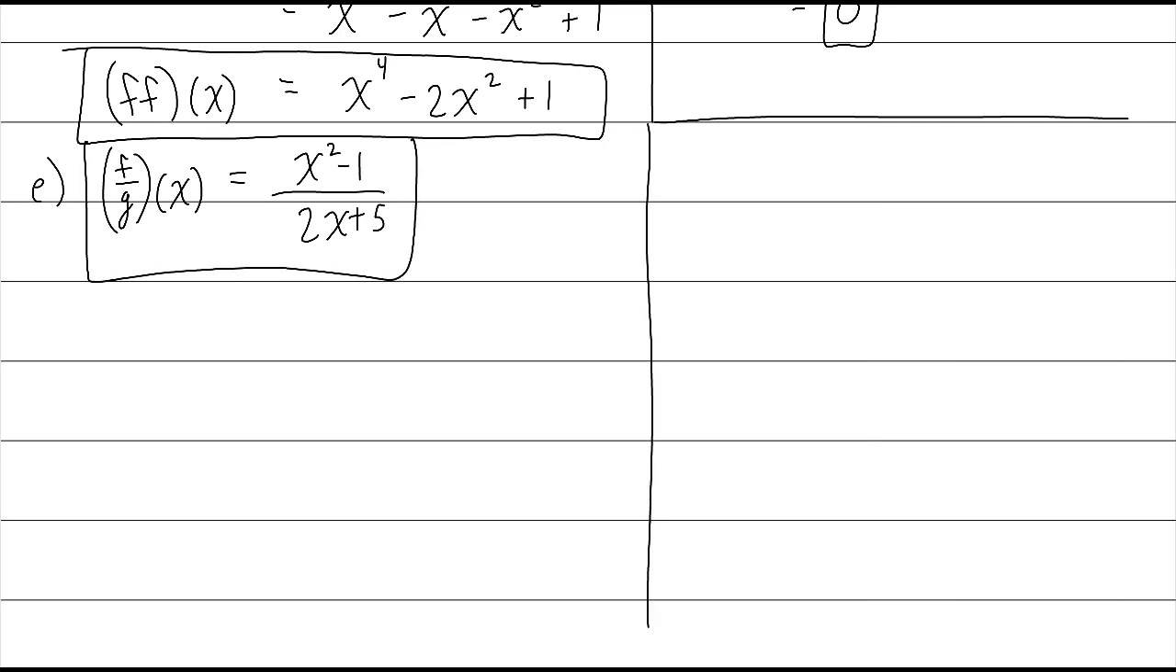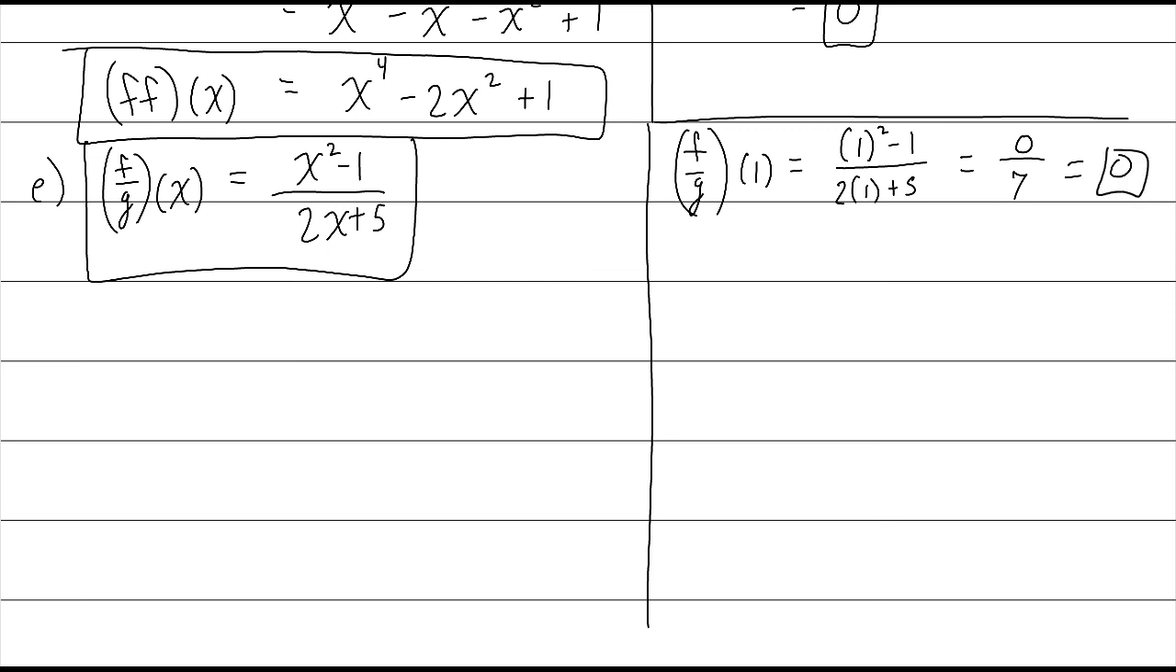What about f over g of 1? All right, 1 squared minus 1 over 2 times 1 plus 5. 1 squared is 1, minus 1 is 0. 2 times 1 is 2, plus 5 is 7. 0 over 7 is 0. We're getting a lot of zeros here.